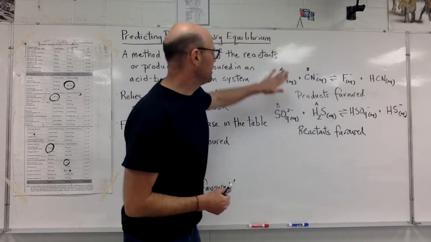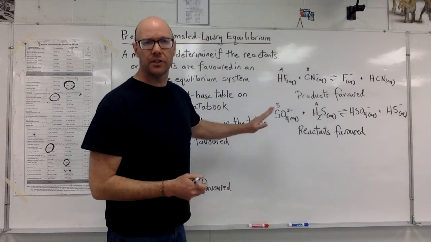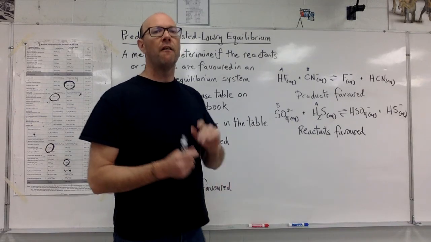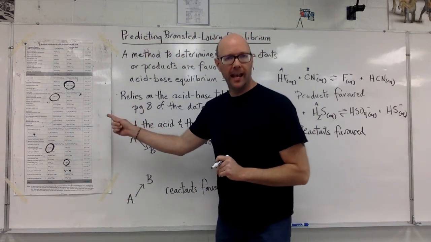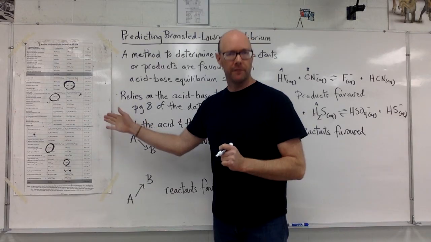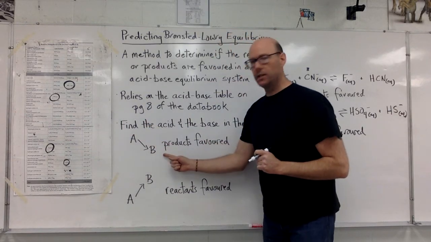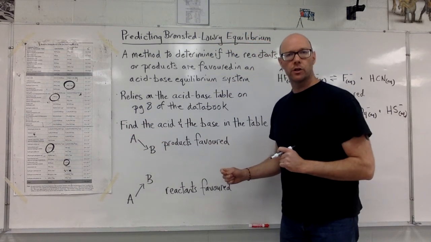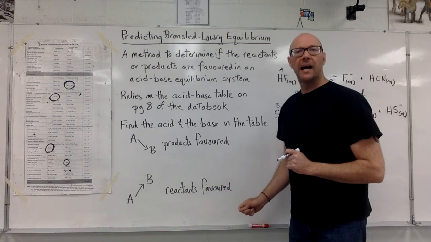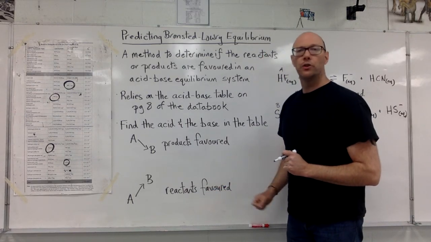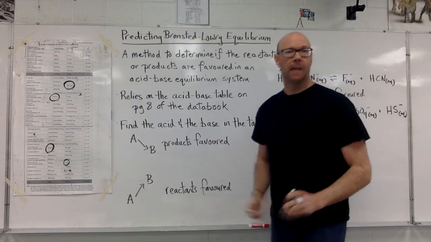first step is to identify which chemical is the acid, which chemical is the base, find them on pages 8 and 9 on the acid-base table of the data booklet. And if the acid is above the base, the products are favored. If the acid is below the base on the table, the reactants are favored. And I hope that helps.